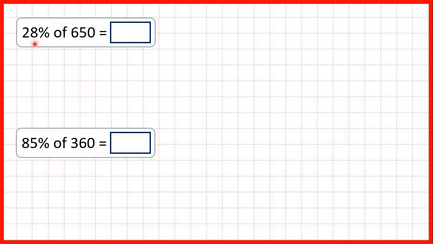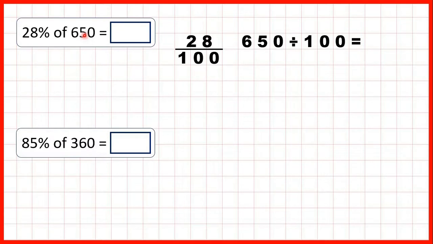Now we need to find a percentage of a number which is not a multiple of 100. So first we have 28% of 650. Remember, a percentage is a fraction over 100, and we know that to find a fraction of a number, we can divide by the denominator and then multiply by the numerator. So first, we can divide 650 by 100.